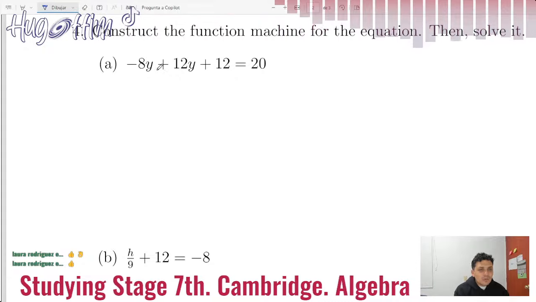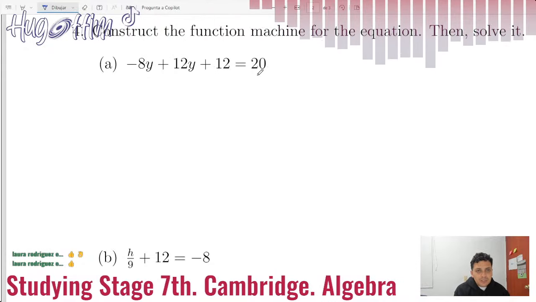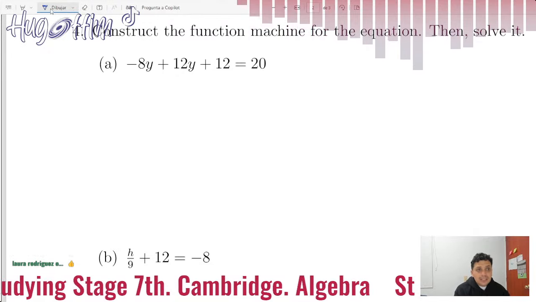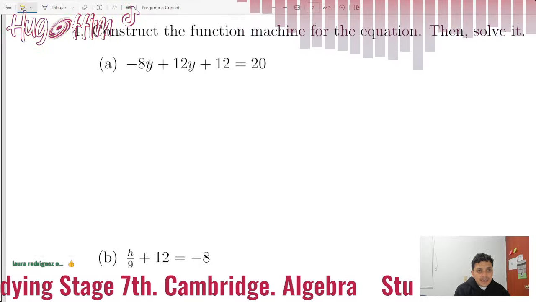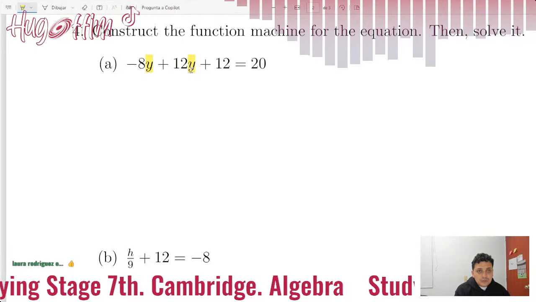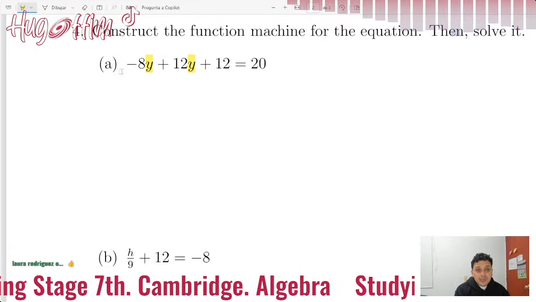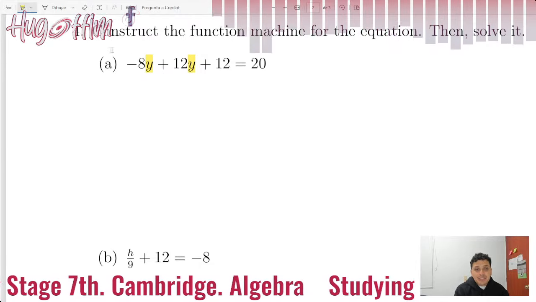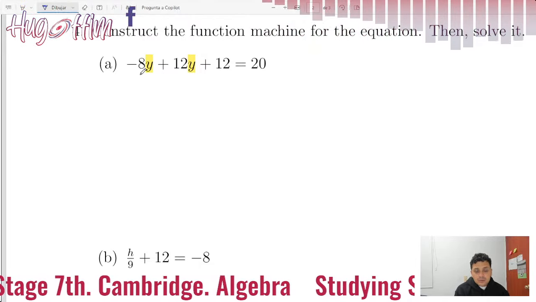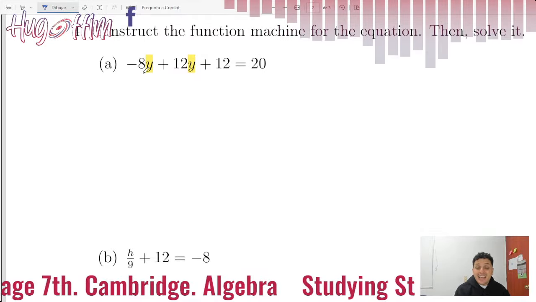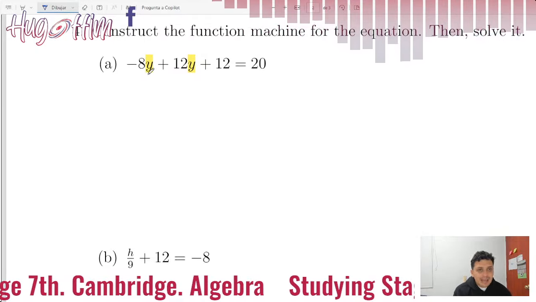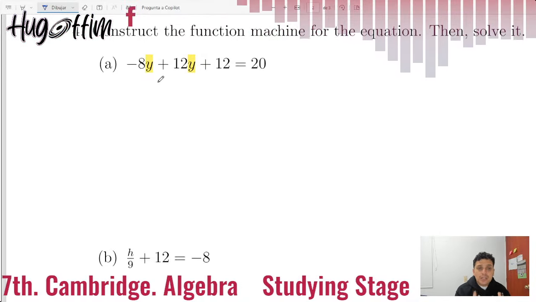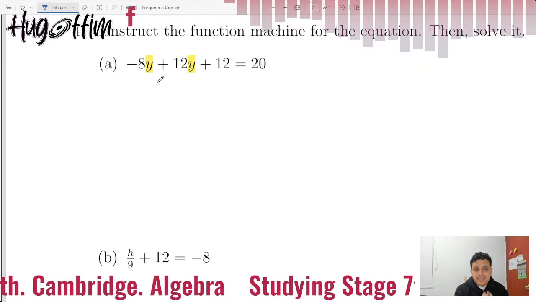It says negative 8y plus 12y plus 12 equals 20. And what I need to do now is to identify that here in this case, I have y, but I have an expression that is added. So the first thing I'm going to do is simplify my expression so I can construct the function machine. In principle, function machines can be done only if the equation has one single variable. It means you only see the variable once. The y is in once.